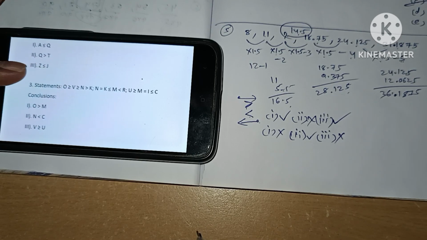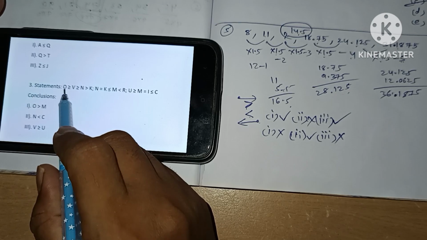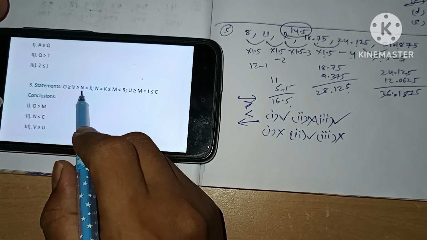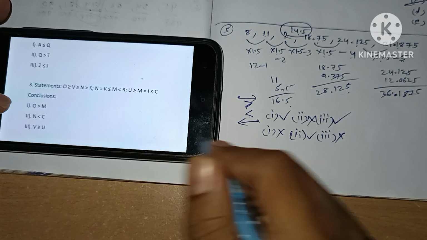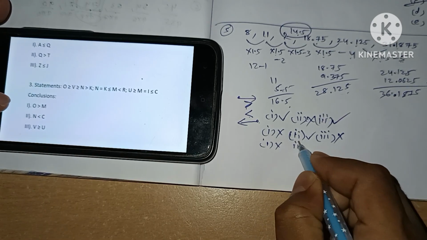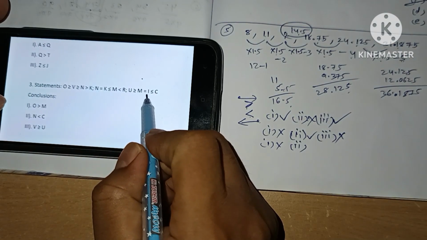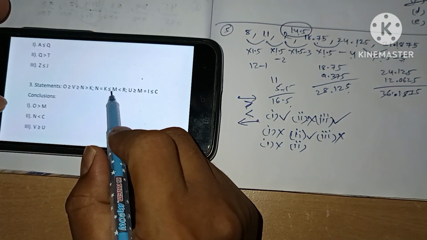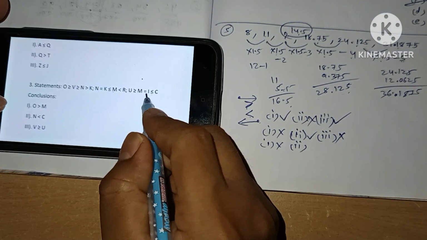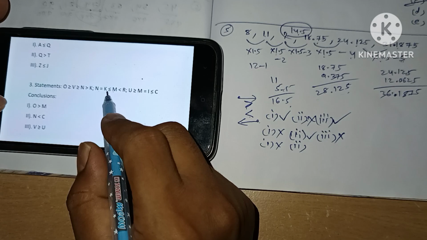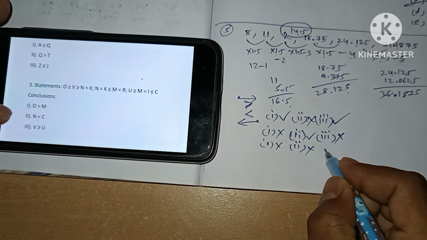Next, the flow from O to M. From O we can reach to V and N. From N we can reach to K, but not to M. So first conclusion will be false. Second conclusion, the flow from C to N. From C we can reach to I and M. From M we can reach to N. But here we can see equal to here, equal to here, here also equal to. So there is no equal to here. So second conclusion will be false.